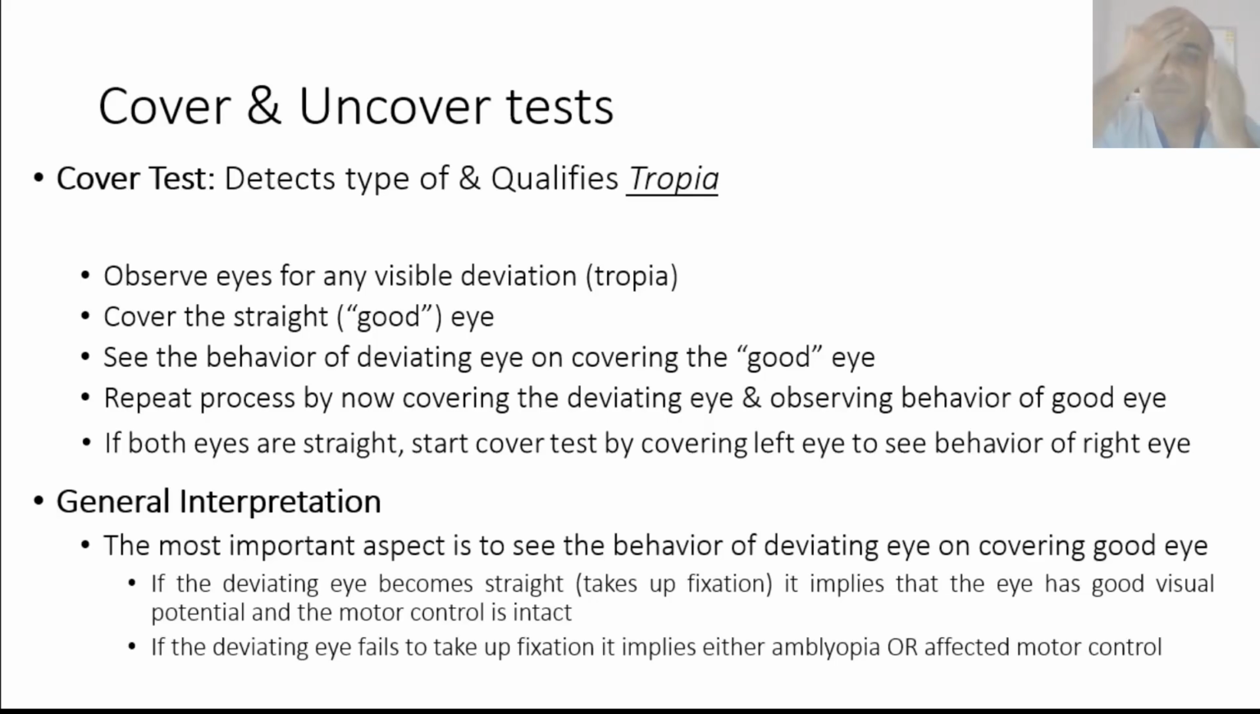So if this eye moved to take up fixation, it would mean one, it has visual potential. Two, the motor control is fine because the nerve and muscles are working. That is why the eye became straight. If the eye doesn't move, it again means two things. Either the motor control is faulty, so the eye couldn't budge, nerve or muscle, or both are damaged, or the eye has become so poor in vision that it can't see anything when you cover the good eye and it just sticks out. How do you differentiate between the two things? We're going to talk about it in a bit.